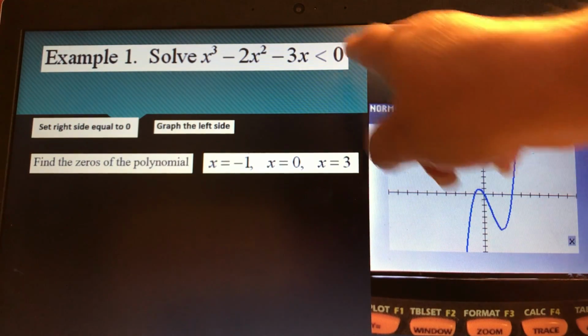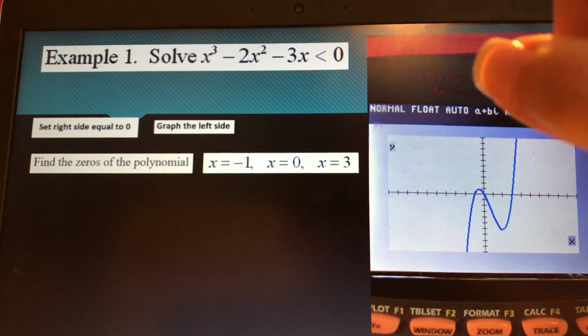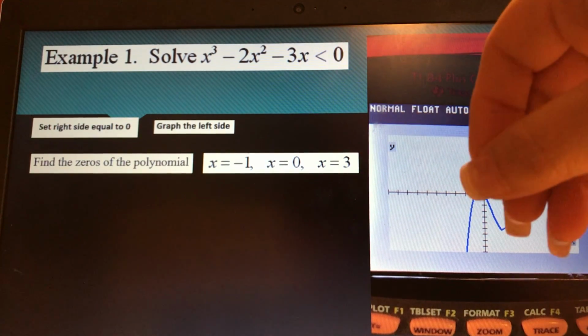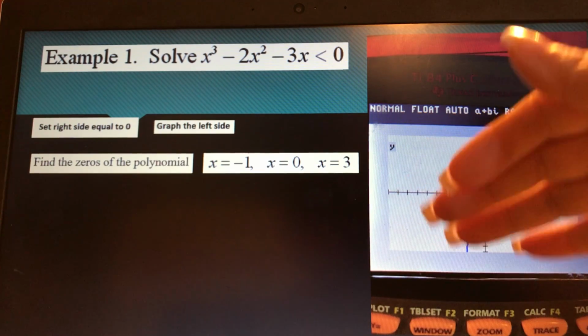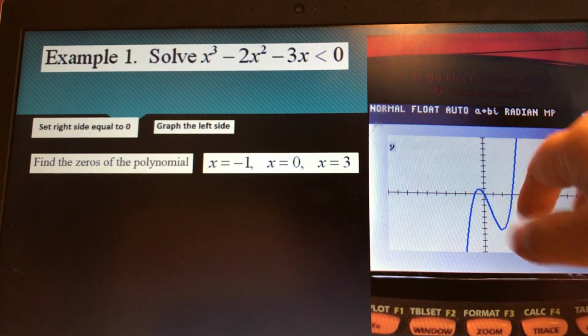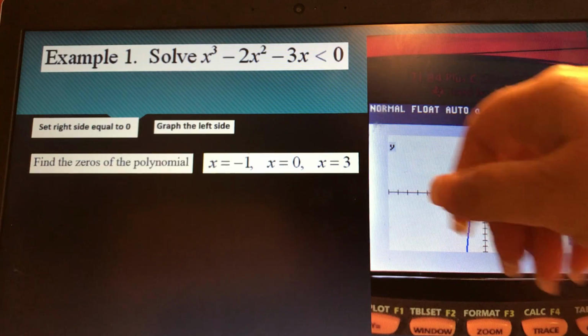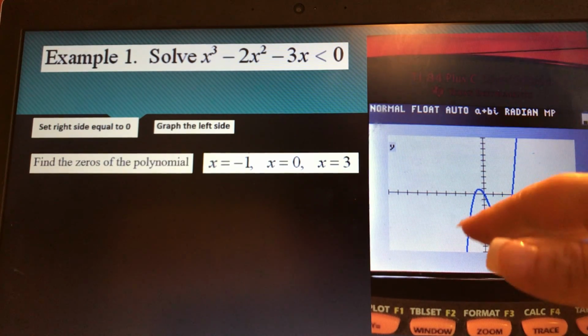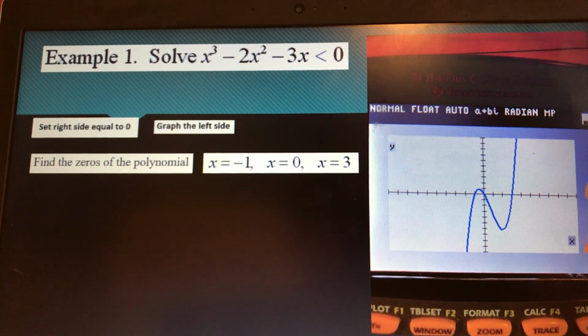Now that you've done that, then you want to focus on this inequality sign. The inequality sign is very important here. When we're looking for when is it equal, that's when those are the zeros. This one is when is it less than. So you want to look at your graph and see where is the graph less than 0. So here, this portion of the graph under the x-axis is going to be less than 0. So we actually have a section here and we have a section here.